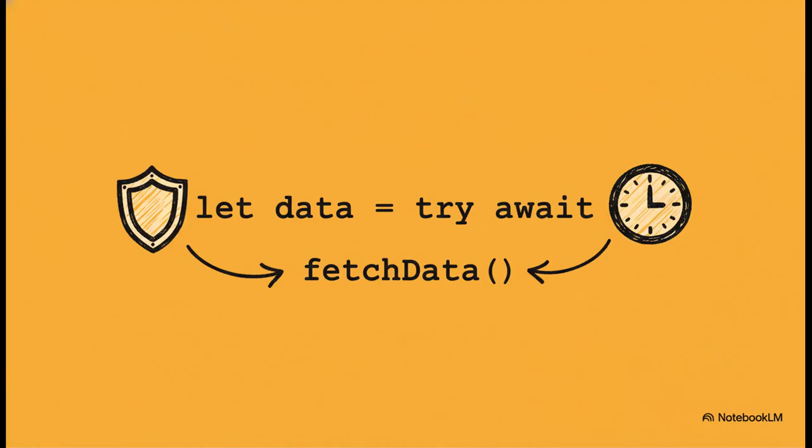And just look at how beautifully this all comes together. A single clean line of code: let data = try await fetchData(). That's it. It's so readable, it's concise, and it tells you everything you need to know in an instant. We're waiting for something, and that something might fail. I mean, this is a massive leap forward from where we were.